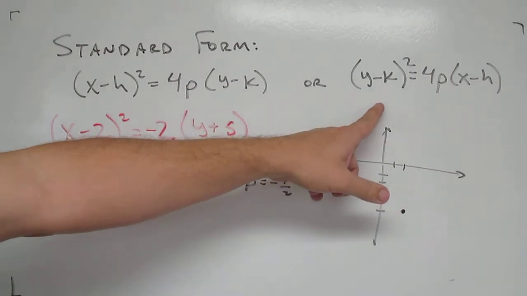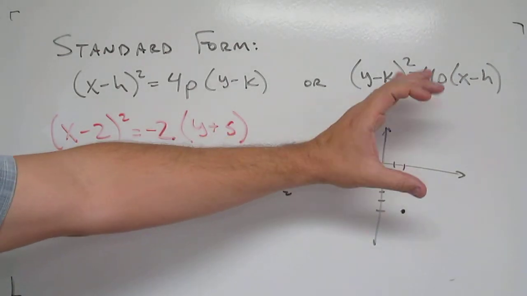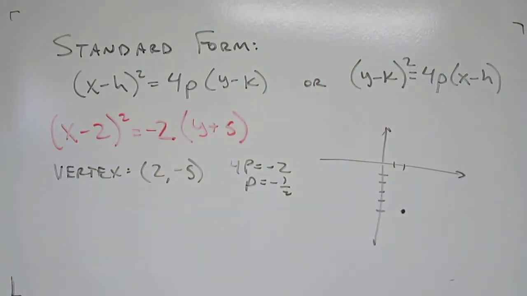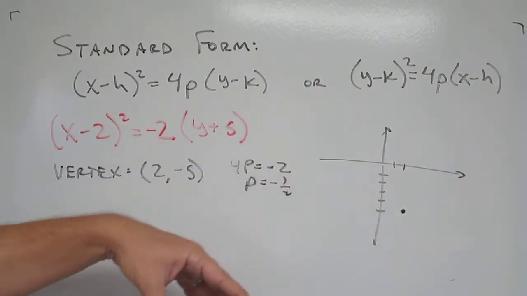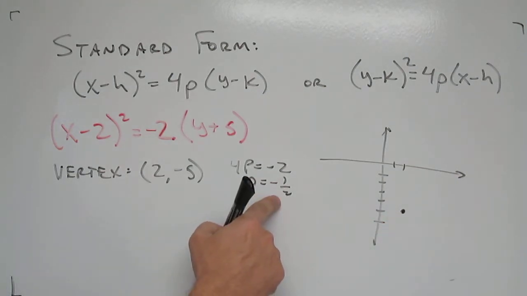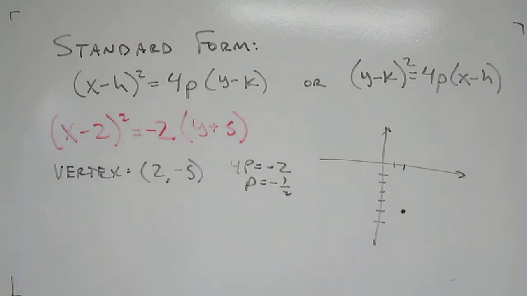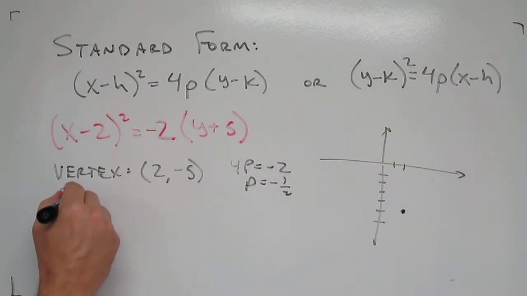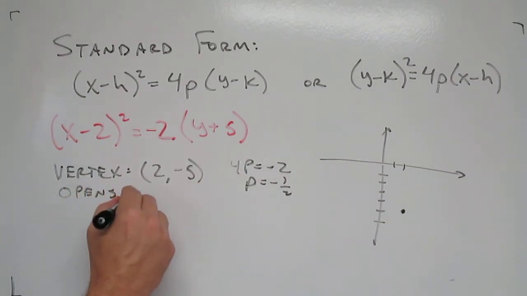Same thing over here. If p is positive, it opens to the right. If it's negative, it's going to open to the left. So in this case, since p is negative, I know it's going to open down. And I know that the focus is going to be negative 1/2 away, or 1/2 away from the vertex. So a lot of times I would say it opens down.